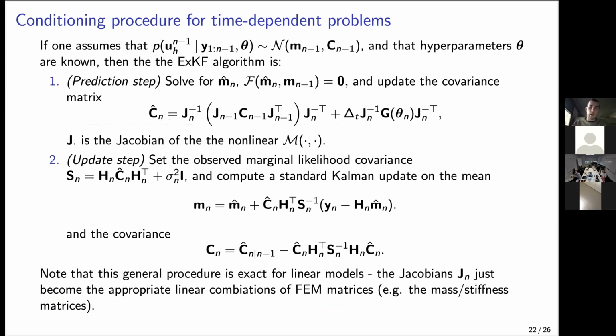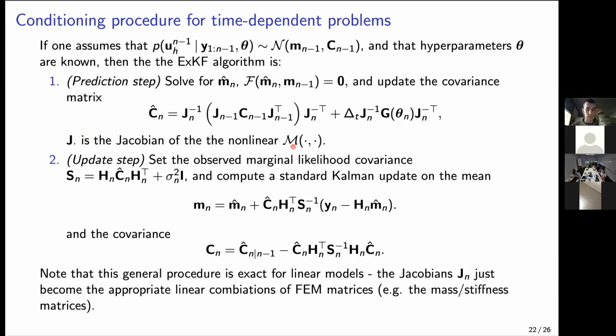Okay, so if we write out the assumed prior measure on the previous time step, and we assume this is Gaussian, then the extended Kalman filter follows. As a start, what we're going to do is push the previous estimate for the mean, m_(n-1), through the model and try and solve using a Newton step for this value here. Then we're going to update the covariance matrix according to this sum here, where J is just the Jacobian of our nonlinear model M.